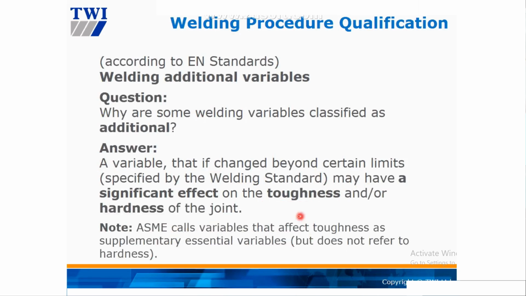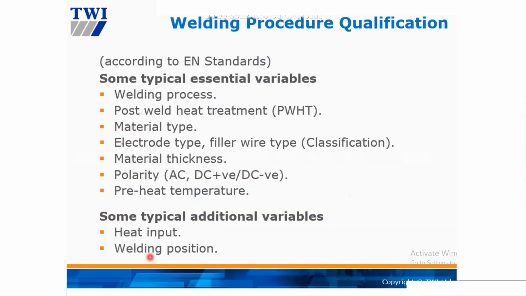Additional variables are some welding variables classed as additional: if changed beyond a certain limit, they may have an effect on toughness or hardness. ASME calls variables that affect toughness supplementary variables, but does not refer to hardness. So examples of essential variables here are welding process, PWHT, and material thickness.